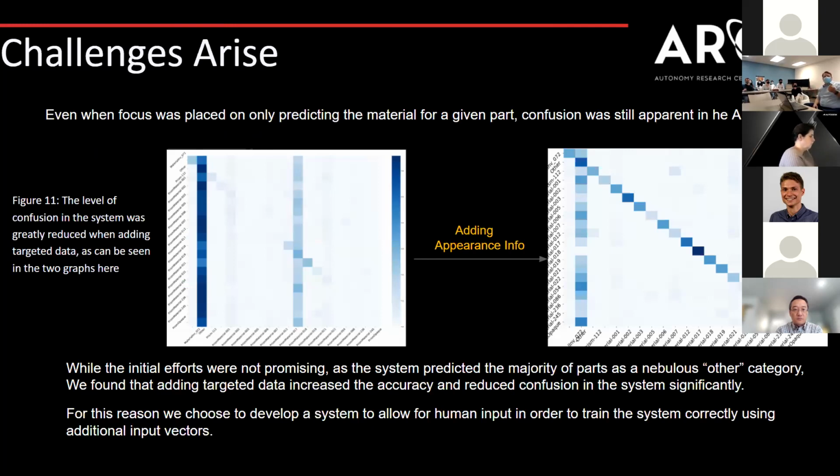The system predicted the majority of parts as a nebulous other category. So we found that adding the targeted data increased the accuracy and reduced confusion in the system significantly. For this reason, we chose to develop a system to allow for human input in order to train the system correctly using additional input vectors.